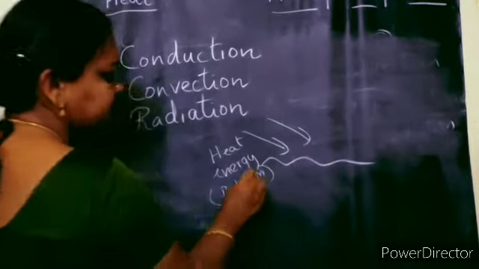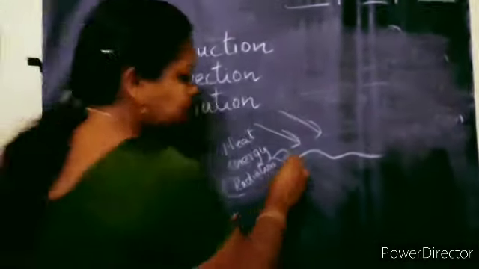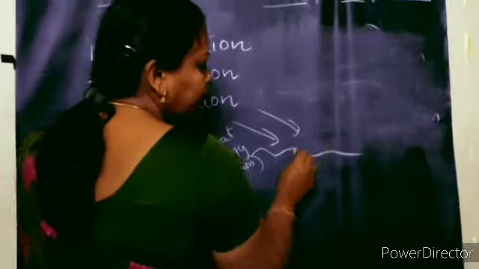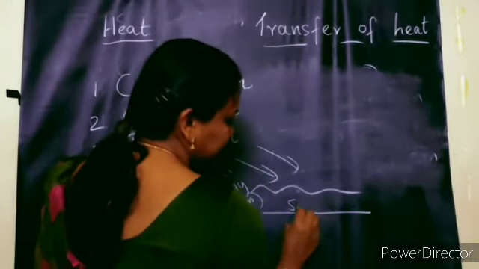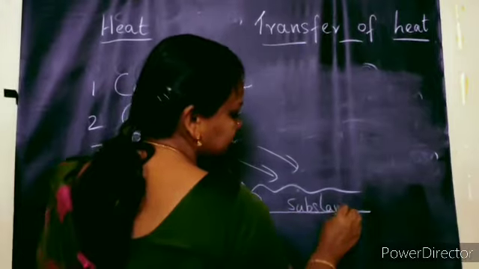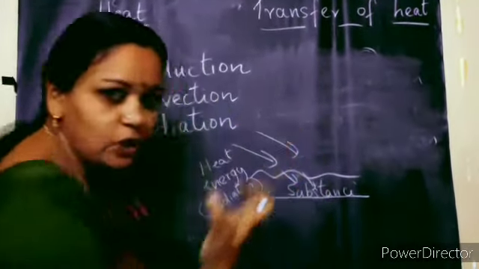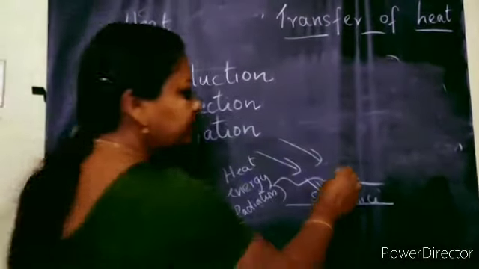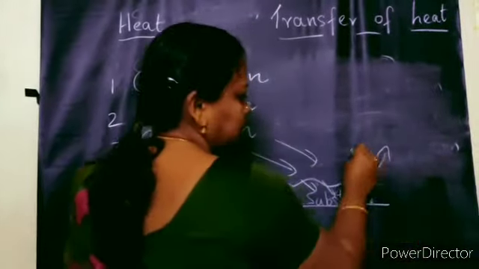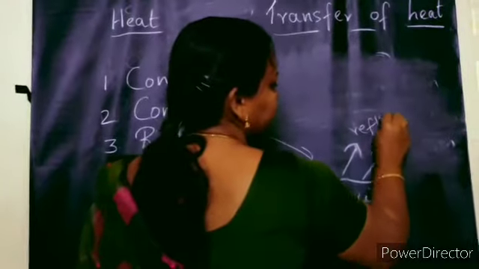Transfer of heat is taking place by radiation, and that is falling on any substance. So what happens? It is falling on a substance, so some amount will be absorbed by the material. Some will be given out. That is reflecting also.